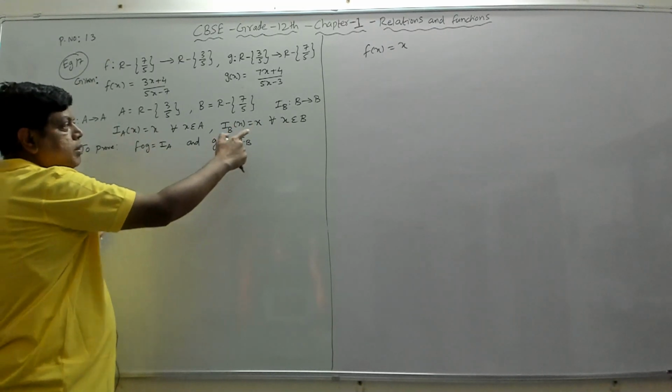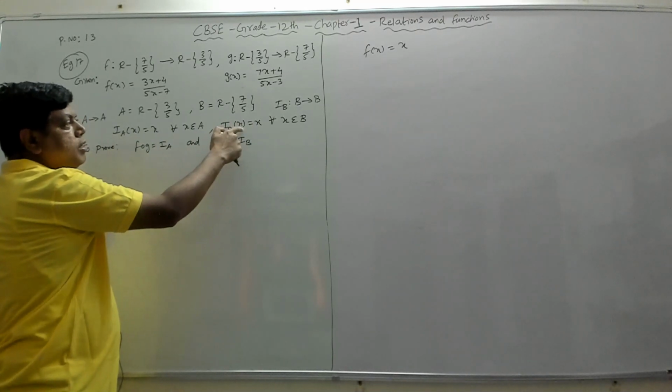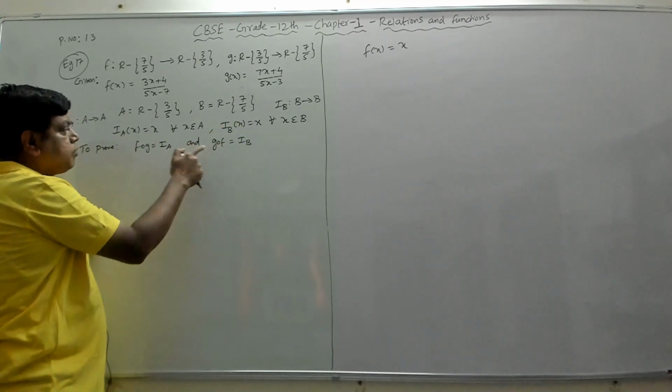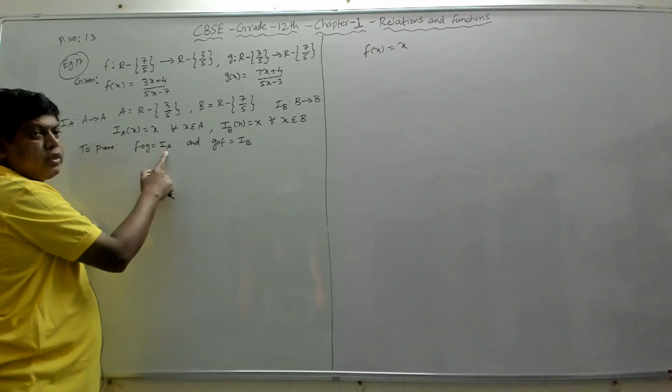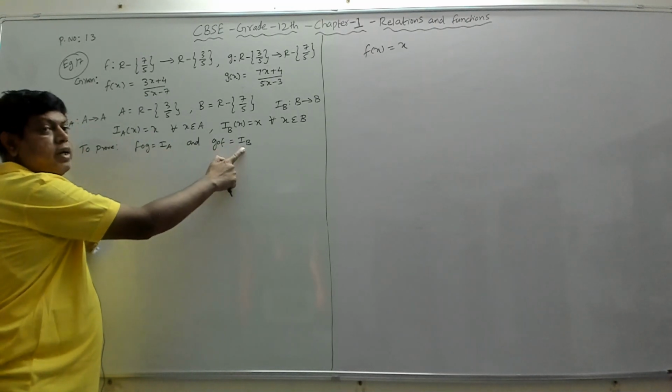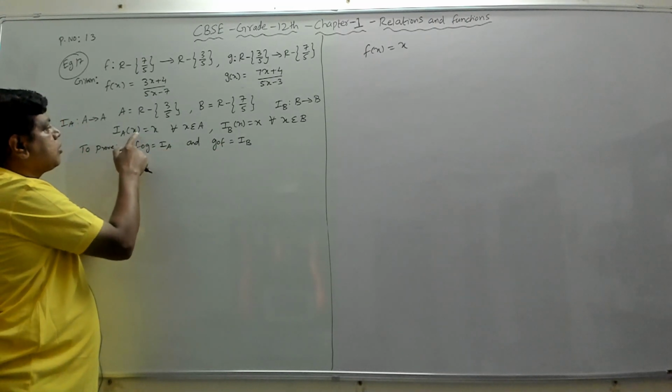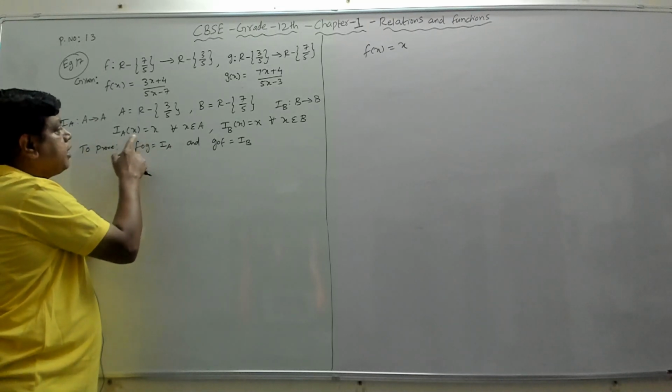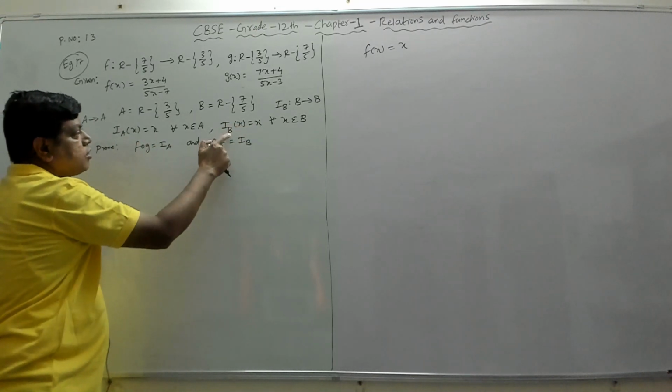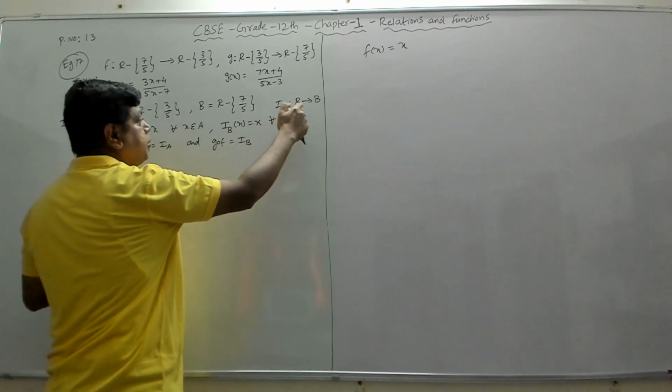If g of f of x becomes x, then it means it is equal to IB of x. So we have to show that f of g is an identity function, and g of f is also an identity function. And what is this function? IA of x equal to x. Here IB of x equal to x. So this B denotes that it is from the set B to B.